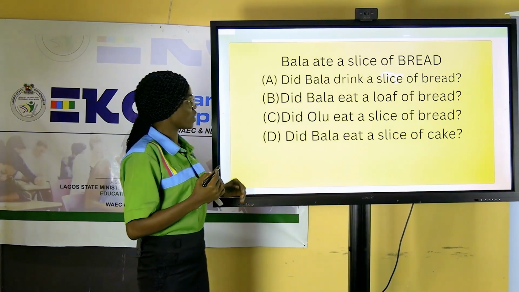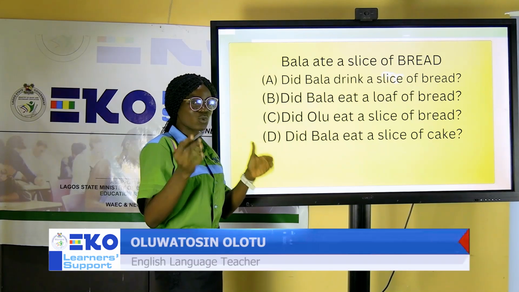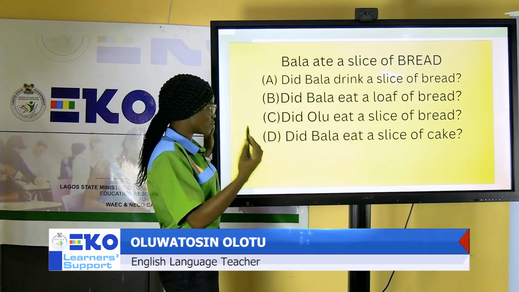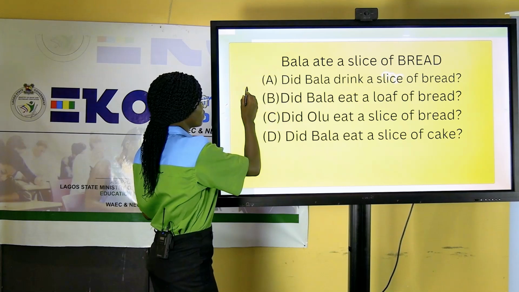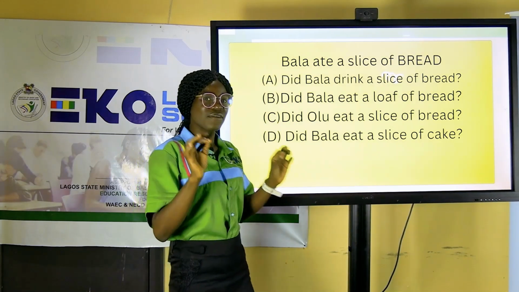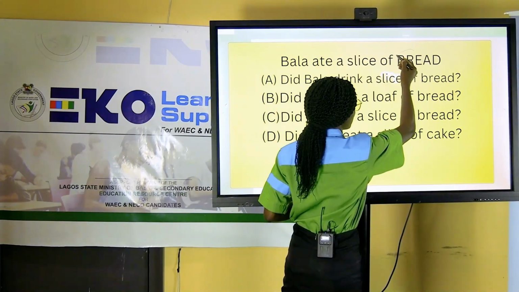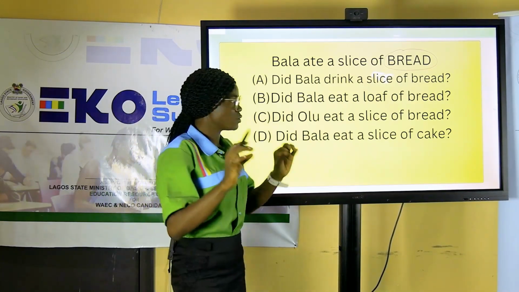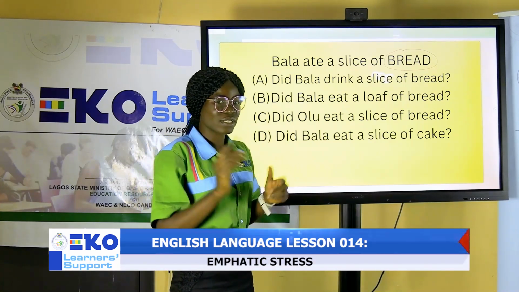Now look at the first example we have here. I said, Bala ate a slice of BREAD. The capitalized word is where we have the emphatic stress. Now, Bala ate a slice of bread. The question here is this: what is the emphatic stress? The emphatic stress is where you usually have the capital letter, and this is where the emphasis is. The emphasis is on bread. Any option that contradicts where we have the emphatic stress would definitely be your answer.